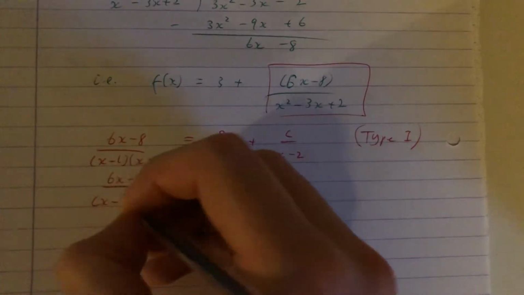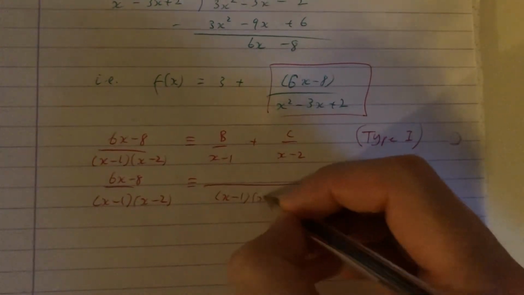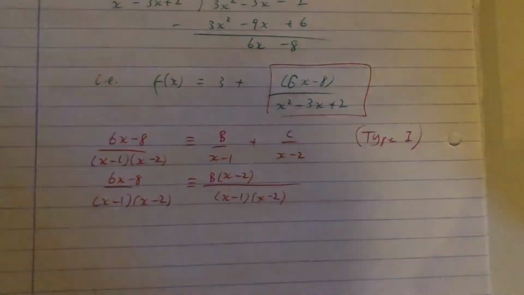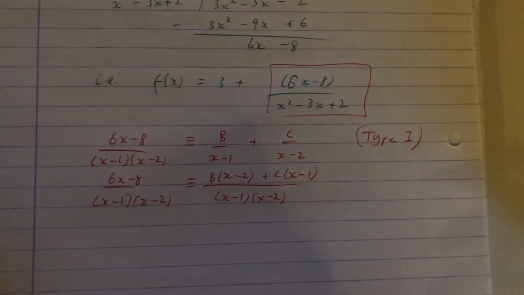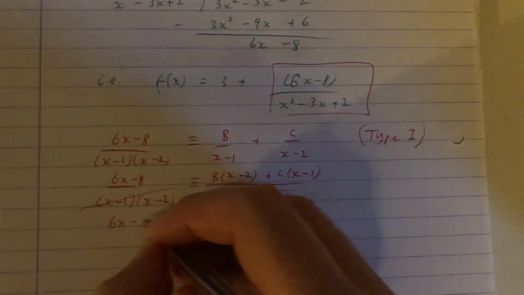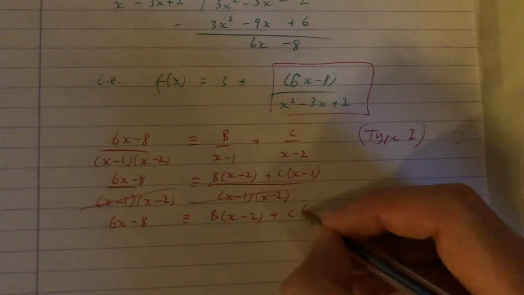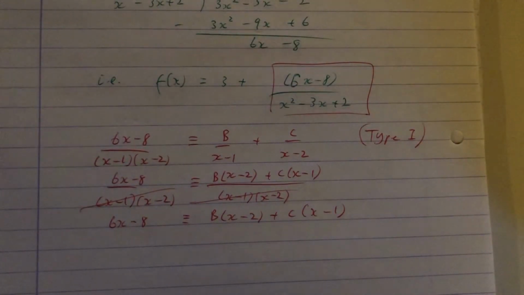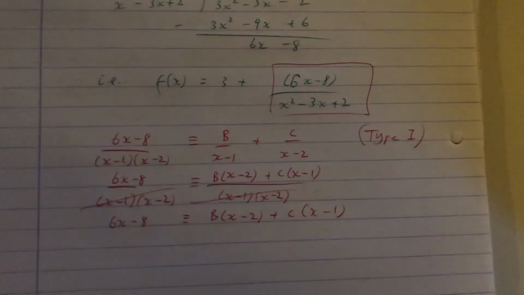You write everything to the same common denominator, x minus 1, x minus 2, and the numerators would change to b x minus 2, c x minus 1. And then effectively you just forget about the denominators and you are left with 6x subtract 8 is identical to b times x minus 2 plus c times x minus 1. And then you make use of the identity symbol. The identity symbol means this works for every single value of x you pick.